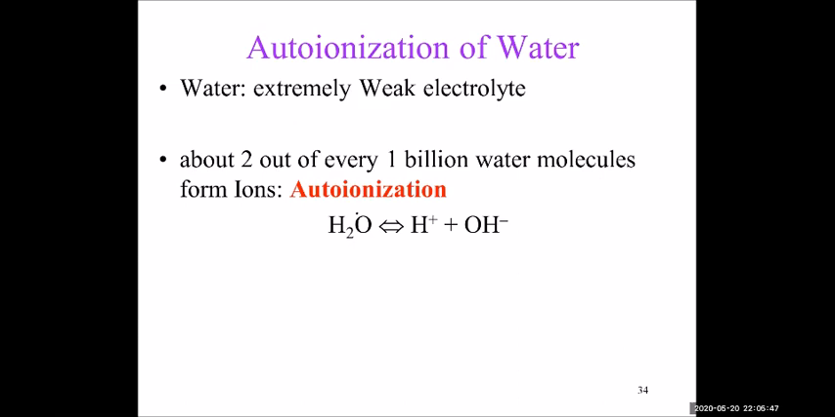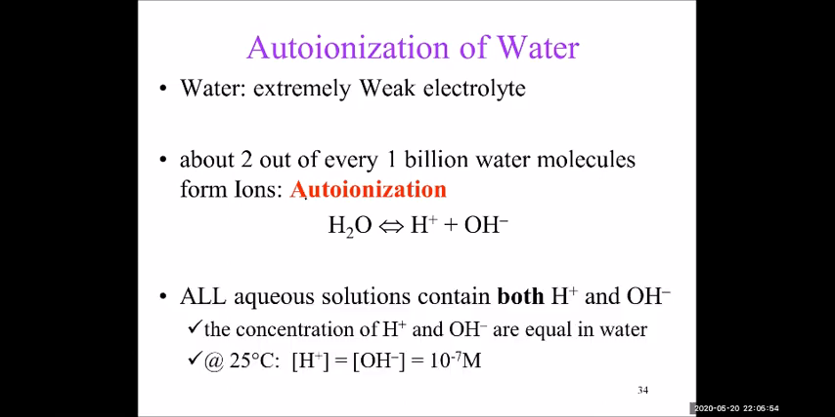So this equilibrium is basically very few out of 2 billion water molecules here. You've got only 2 of them becoming ions. So 2 water molecules will give you 2 H plus and 2 hydroxide ions out of 2 billion water molecules.